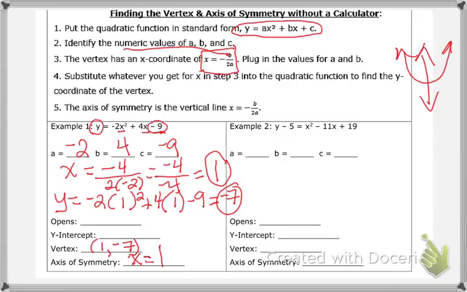Finally, we have whether it opens up or downward, which can be easily identified by looking at the coefficient of x squared. So that's -2. Since it's negative, it's going to open down. And for my y-intercept, again, we look for our constant, which is -9.